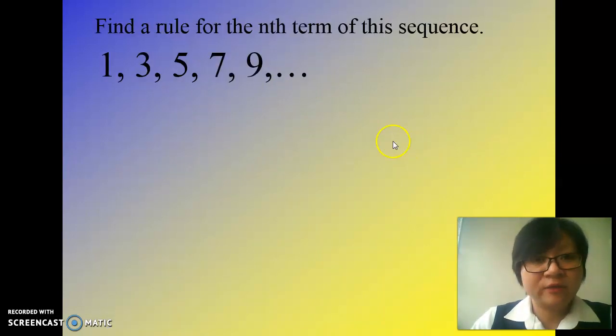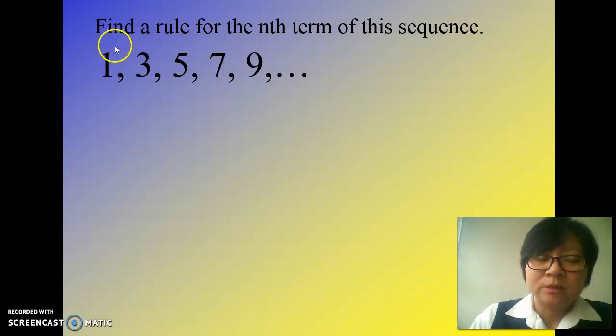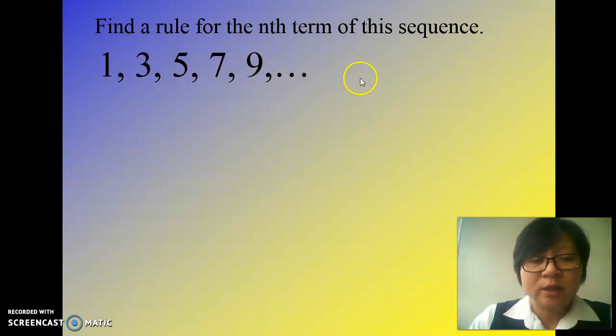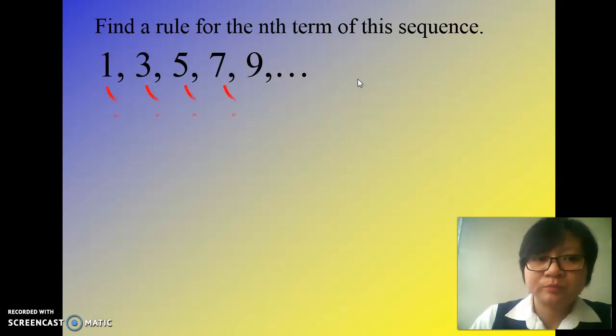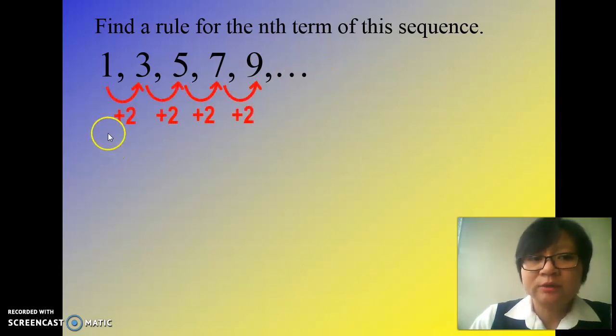Next, how to find the nth term. You're not going to find the 25th term, you're not going to find the 20th term, now you're going to find the nth term. See, the sequence here, we can call this the sequence of odd numbers, because 1, 3, 5, 7, 9 are odd numbers. Okay, and then check the common difference. The common difference is 2.